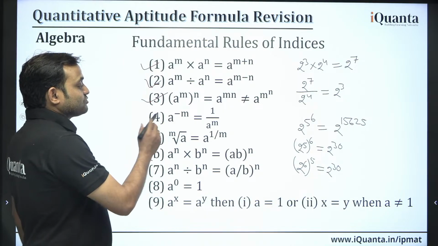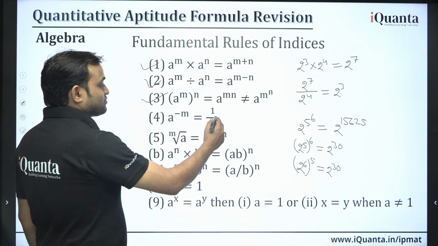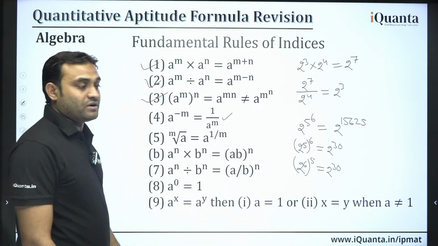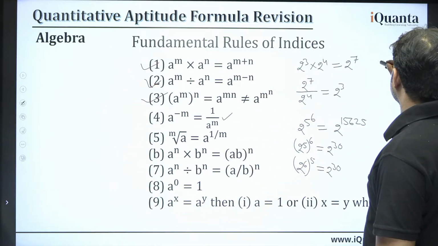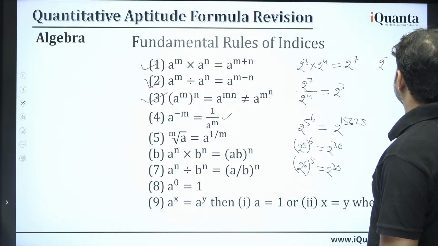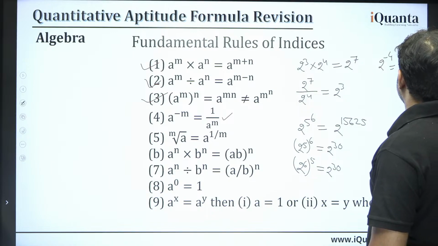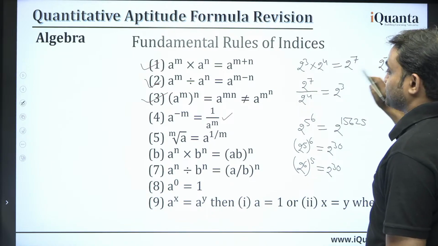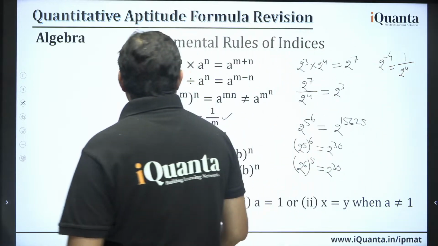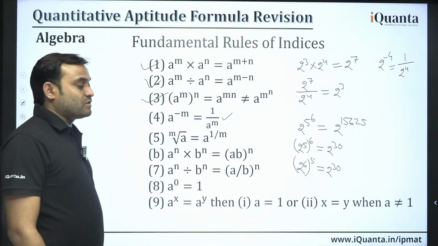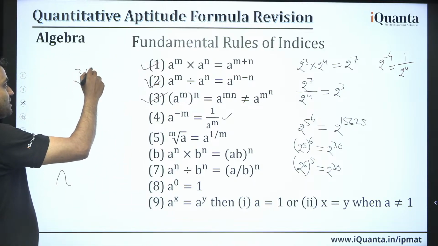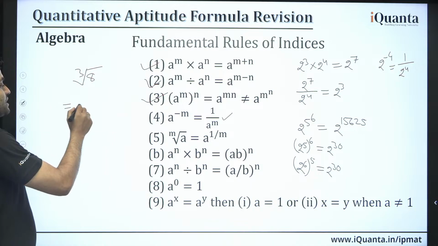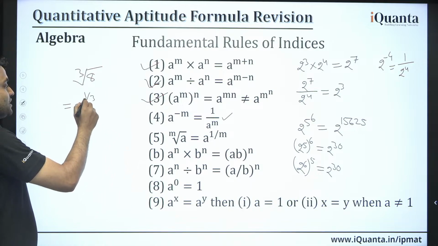Then a to the power minus m is equal to 1 upon a to the power m, meaning, let us say, 2 to the power minus 4 will be equal to 1 by 2 to the power 4, and vice versa. Okay. Then the mth root of a is a to the power 1 by m, means if you try to find the cube root of, let us say, 8, we can write 8 to the power 1 by 3. Now what is 8?